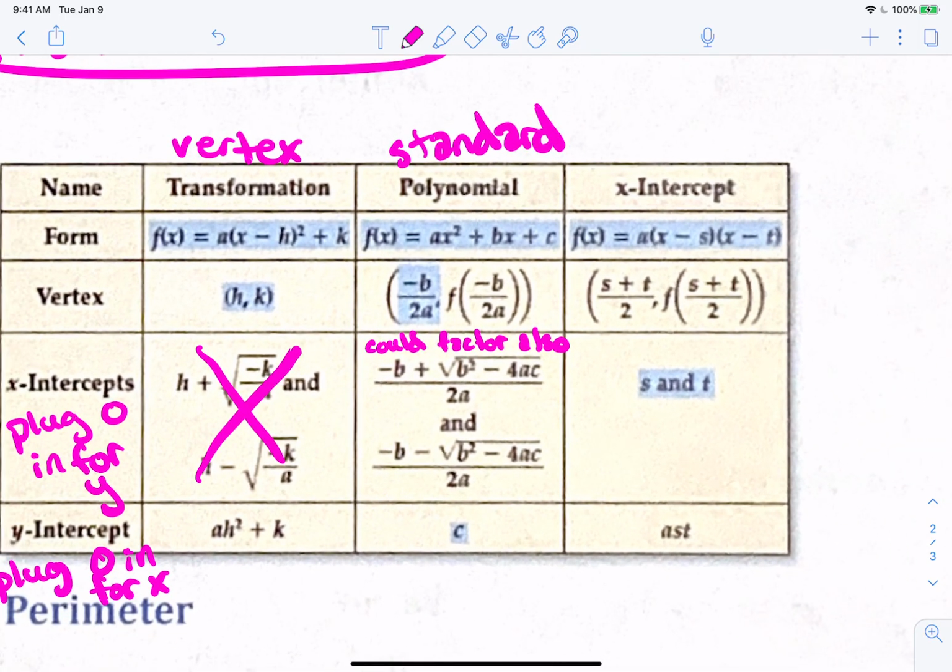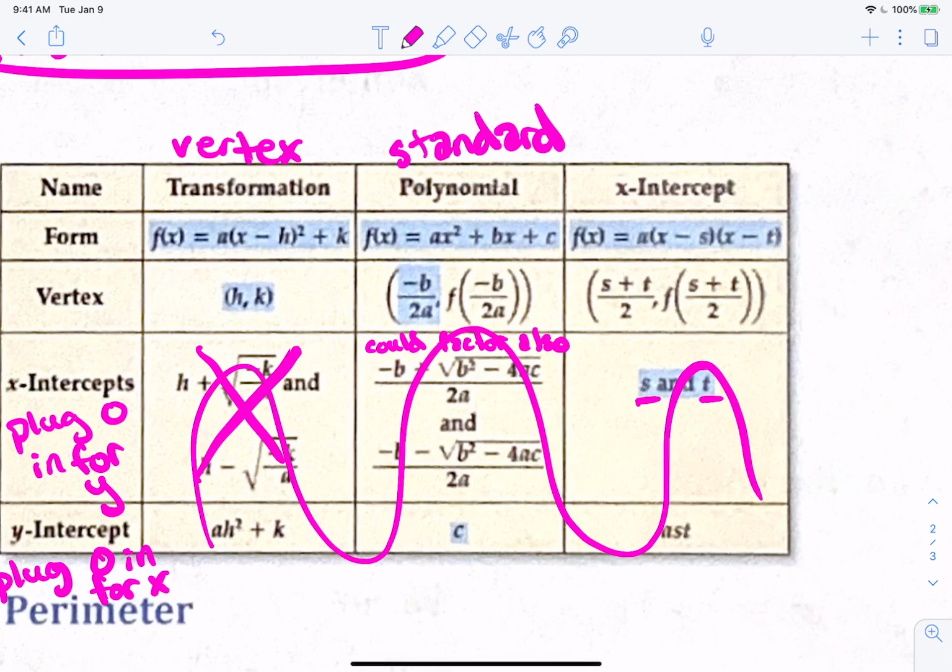X-intercept method, when it's broken down, s and t are just your x-intercepts because you set the two factored pieces equal to 0, and it ends up being your s and t. And then just plug 0 in for x to get the y-intercept. Really don't worry about all of this jumbled stuff right here if that confuses you. Just plug 0 in for x if you're trying to find the y-intercept. Plug 0 in for y if you're trying to find the x-intercept. That's all you're doing. And then just solve. So don't get bogged down with your a, s, t, blah, blah, blah. Just break this down.